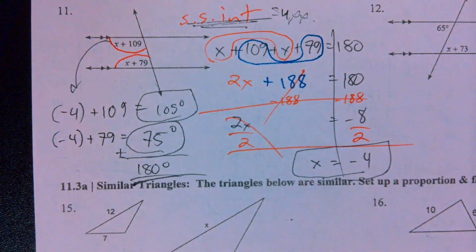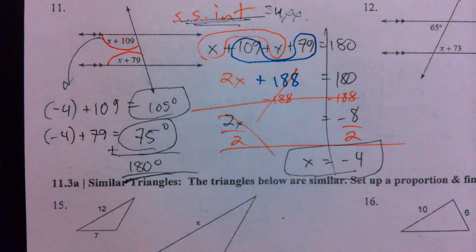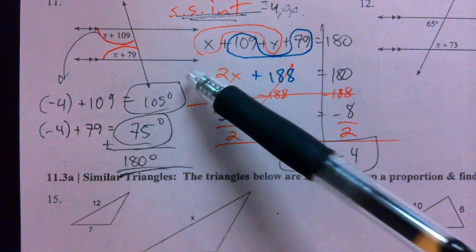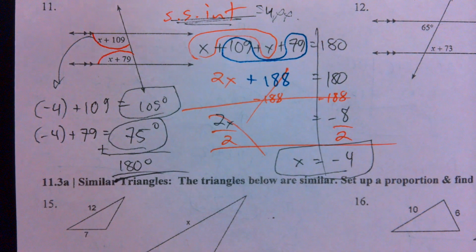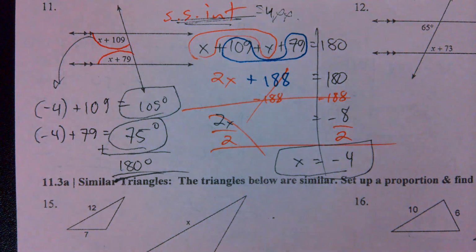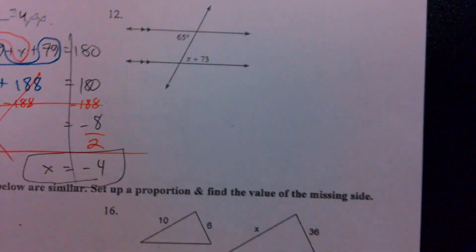So that all checks out. We can feel confident that our answer is right because the x that we found, when plugged into both expressions, gives me two angles that add to 180. This is putting it all together: identifying the relationship, setting up the equation, solving for x, plugging it back in. All right? Let's do that with number 12.